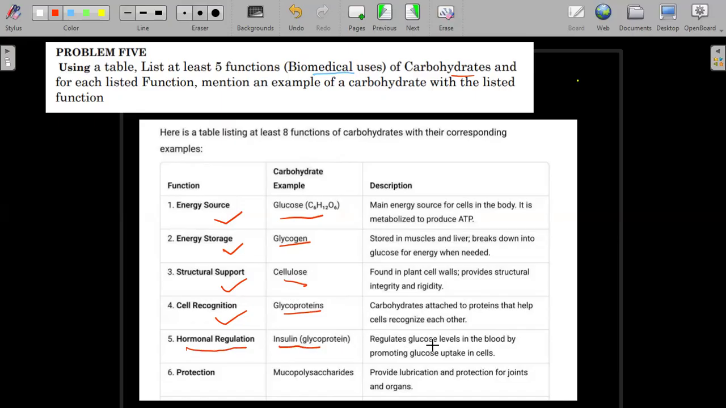Insulin regulates the glucose levels in the body by promoting glucose uptake in the cells. So if you have a lot of glucose in your body, insulin is going to help reduce the levels. The other function that I can talk about is protection. An example of a carbohydrate that is involved in protection is the mucopolysaccharides. These mucopolysaccharides provide lubrication and protection for joints and the organs. So those are some of the functions of the named carbohydrates in this table.